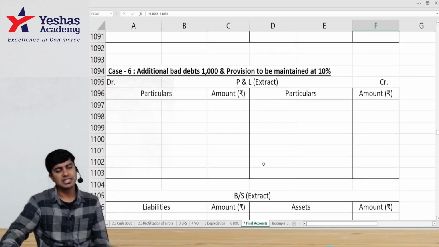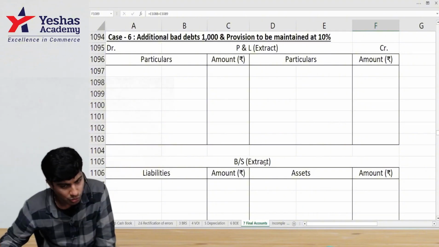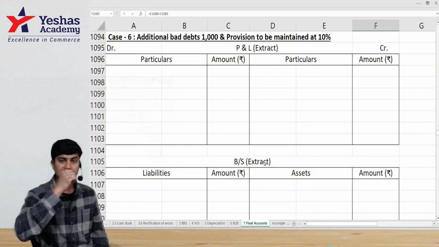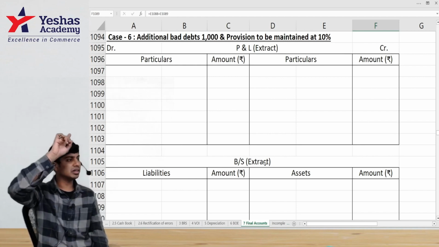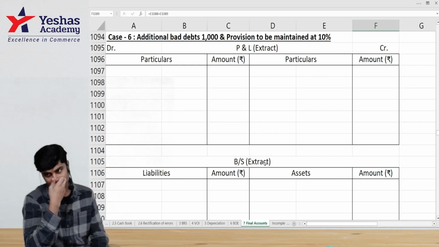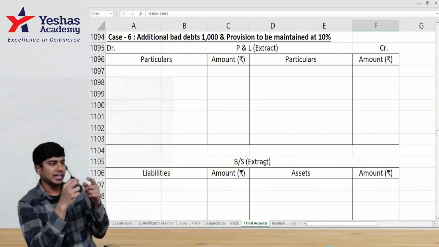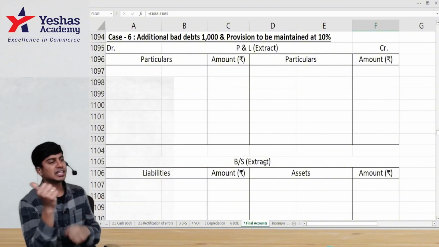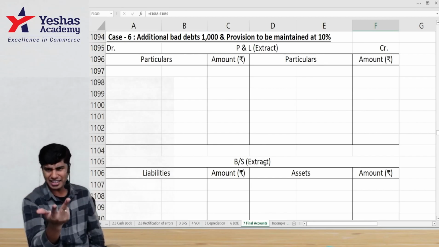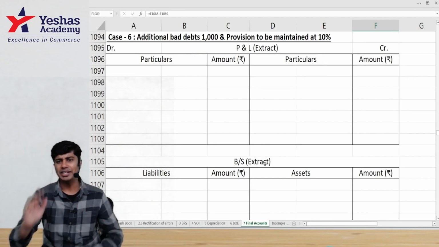What's happening in case 6? Additional bad debts is 1,000 and provision is to be maintained at 10%. This is exactly same, similar to what we did in the previous case. And the trial balance is same. What is trial balance? Debtors 1 lakh, balance sheet asset, bad debts 10,000, P&L expense, provision 8,000. It will be balance sheet liability.